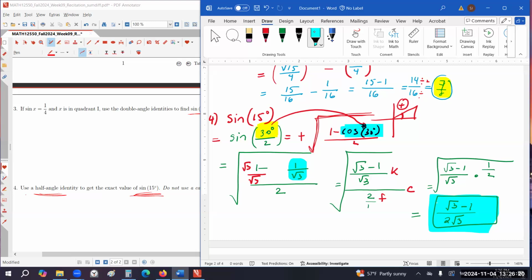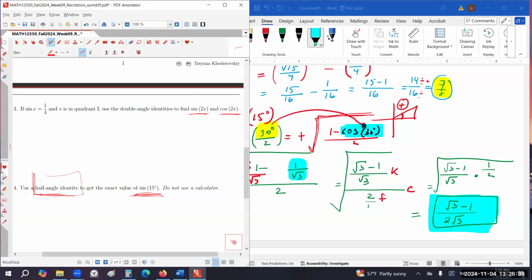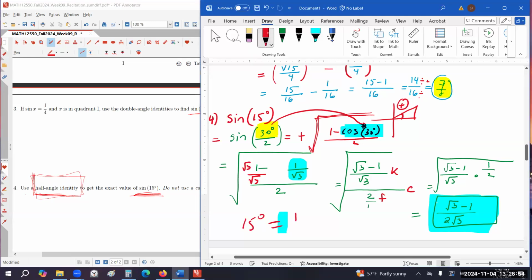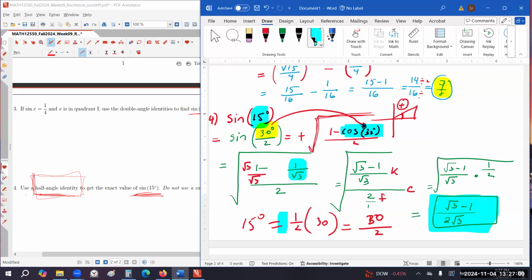So our goal is to use anything that you already know from either the unit circle, the special table, or the special triangles. The hint they gave us is to use the half angle identity. Half angle identity means, can you think of an angle such that if you take half of it, it becomes 15 degrees? So 15 degrees is half of which number? 30. So 15 degrees is half of the 30 degrees.